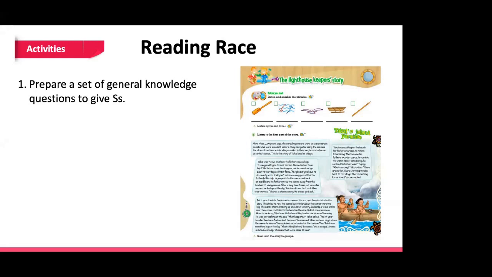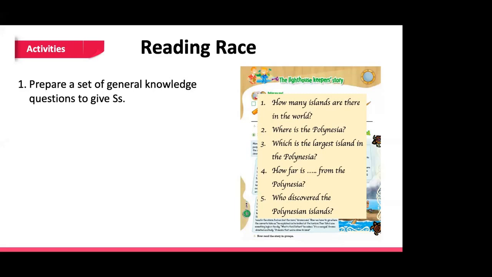What I suggest with a reading race is that if students have a text already predefined, either because it was a text you selected or because it comes in their book, try to prepare a set of general knowledge questions that you can give students. In this case, I thought of questions like: how many islands are there in the world? Where is Polynesia? Which is the largest island in Polynesia? How far is Uruguay from Polynesia? Or who discovered the Polynesian Islands? So you prepare a set of general knowledge questions.